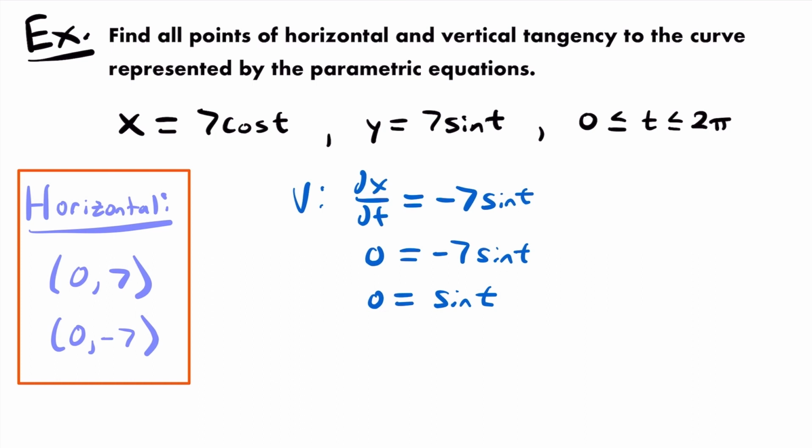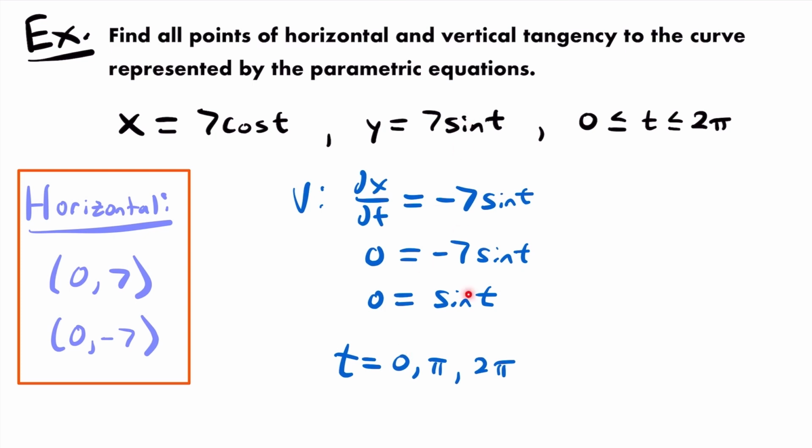All right, now there are actually 3 values of t that will make sine equal to 0 on this interval. That will be 0, pi, and 2 pi. And so our 3 solutions are t is equal to 0, pi, and 2 pi. But we actually don't need to include 2 pi because 0 and 2 pi are actually going to give us the same point, right?